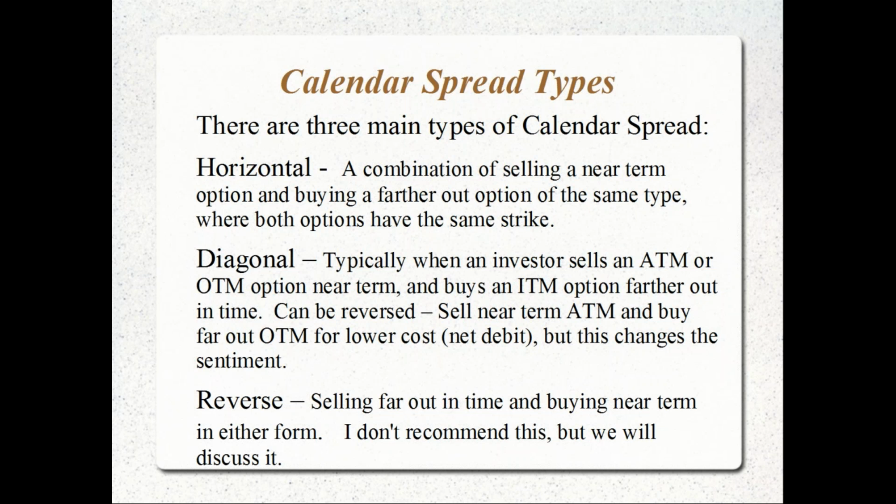We're looking at a stock trading at 50. I might sell a March 50 call and buy a June 50 call. Okay, that would be a horizontal. We keep the same strike, but one's further out in time.